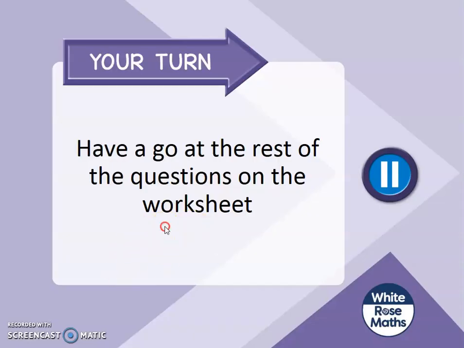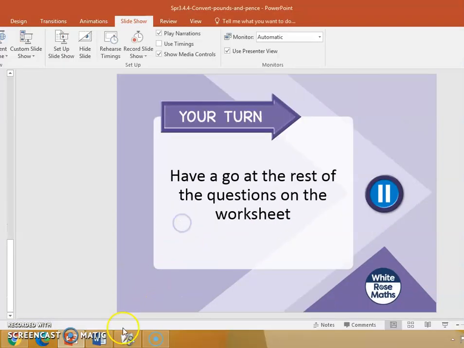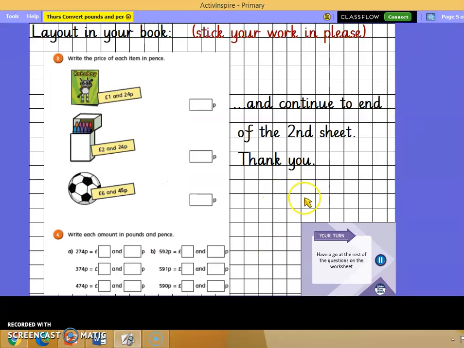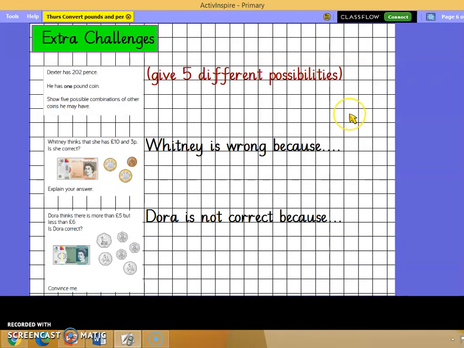Your turn now to have a go at the rest of the questions on your worksheet. I'd like you to lay them out in your book like this and continue to the end of the second sheet. Please stick the work neatly in your book, lining it up with the squares in your book. When you've done that, let's try some challenges. Here are some extra challenges for you to try.